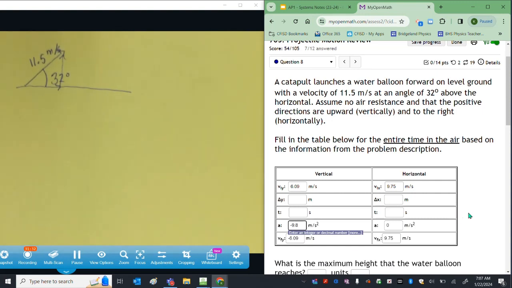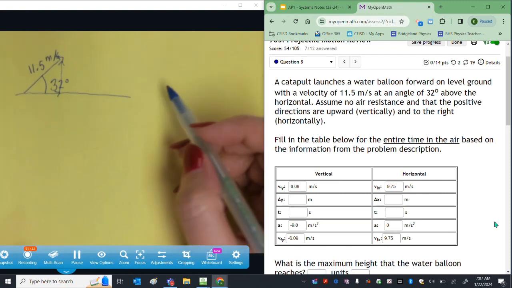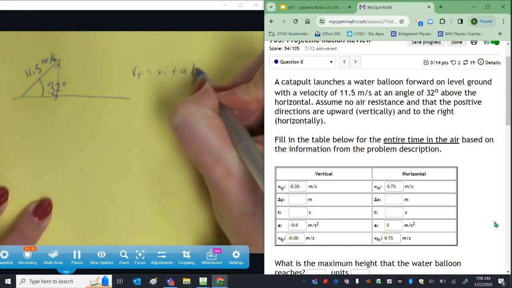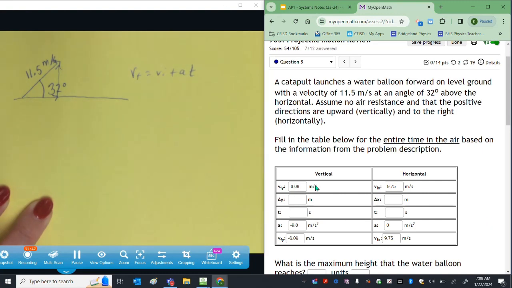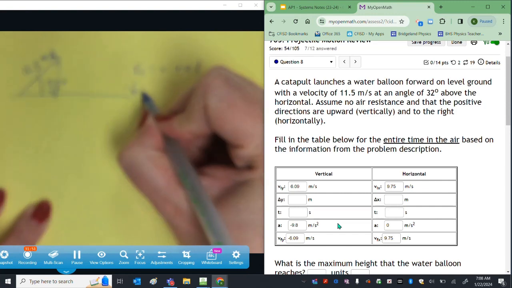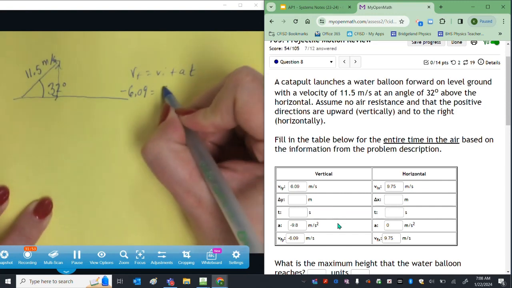Okay, and so it wants us to fill in the entire table, so I do need to go ahead and solve for time and for displacement. I'm going to find time first because that one's a little easier. VF equals VI plus A times T. I have those numbers on my vertical side. VF is negative 6.09. VI is positive 6.09.